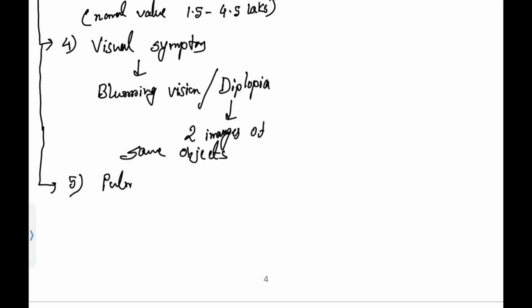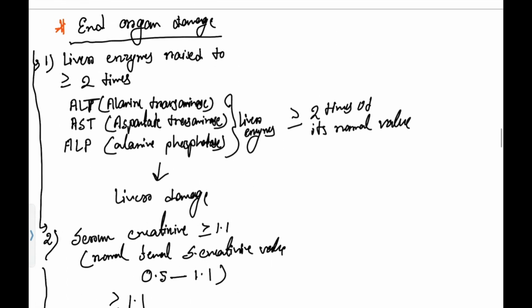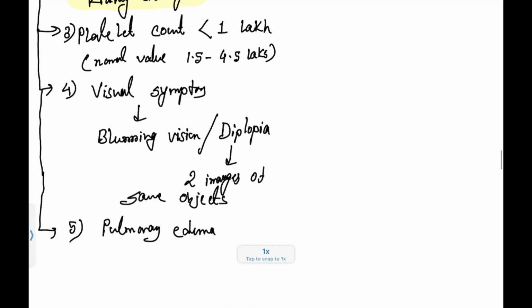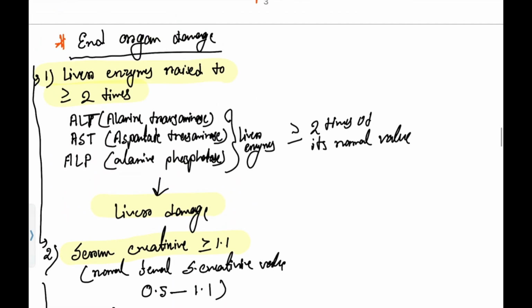Okay, then pulmonary edema. Pulmonary edema means fluid will accumulate inside the lungs. Mother will be having respiratory problems. So all are the features of end organ damage. Liver enzymes raised to 2 times means liver damage. Second, serum creatinine value more than or equal to 1.1 indicates kidney damage. Then platelet count will be less than 1 lakh. Visual symptoms will be seen, either blurring vision or diplopia, and fluid will accumulate inside the lungs, that is pulmonary edema. All are the features of end organ damage.